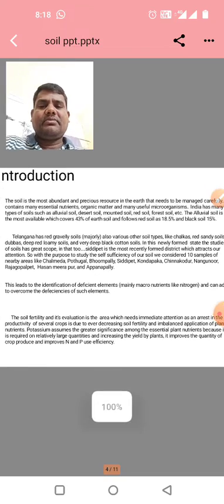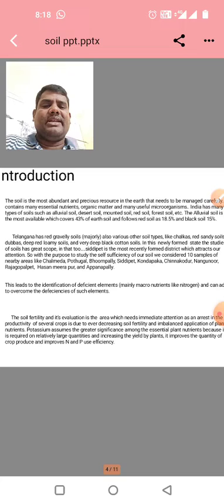Introduction. The soil is the most abundant and precious resource on the earth that needs to be managed carefully. It contains many essential nutrients, organic matter, and many useful microorganisms. India has many types of soil such as alluvial soil, desert soil, mountain soil, red soil, forest soil, etc. The alluvial soil is the most available, which covers 43% of soil, followed by red soil 18.5% and black soil 15%.